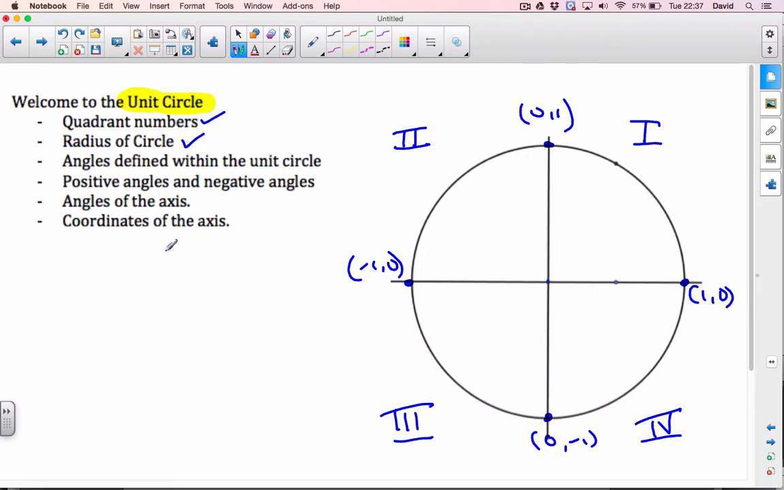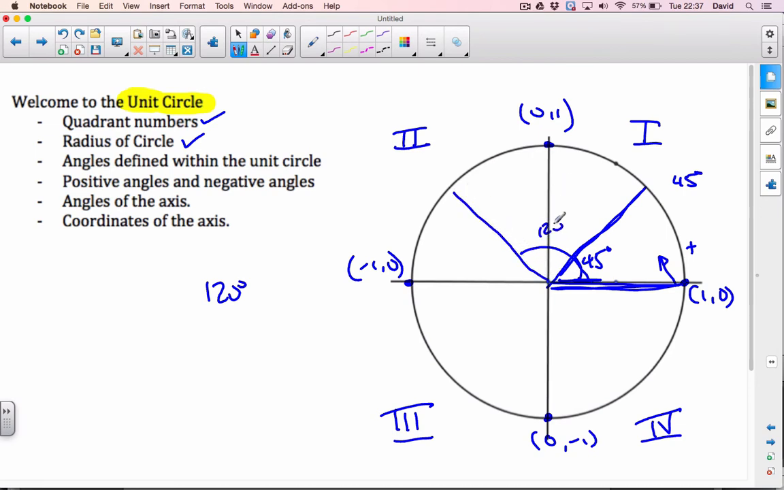Angles defined within a unit circle. Well, this is different from bearings. What this is about, we start on the positive x-axis. This is 0, and when I go in this direction, those are positive angles. So if I want to show something like 45 degrees, I start here and I go up somewhere around here, and this is a 45-degree angle. If I want to do something like 120 degrees, well, I start from here and I go 120 degrees, roughly around here, and that will be 120 degrees.